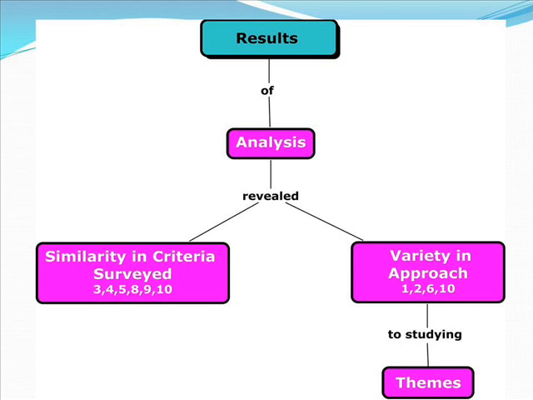Discussion. 2 main findings were revealed through the analysis. The first finding was that there was similarity in the criteria surveyed regarding quality online and/or e-learning. The second finding was that there was a wide variety in approaches regarding ascertaining learners' perceptions of and perspectives on online and/or e-learning.